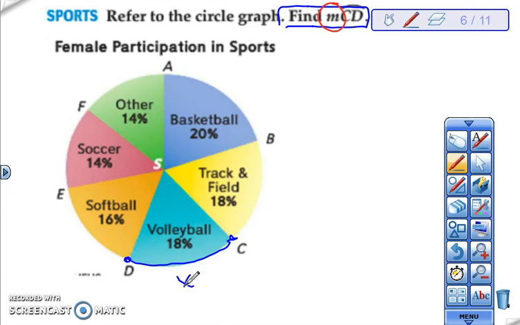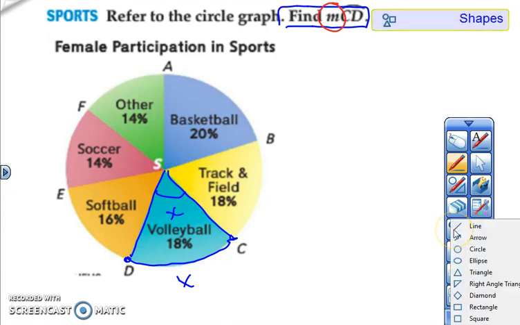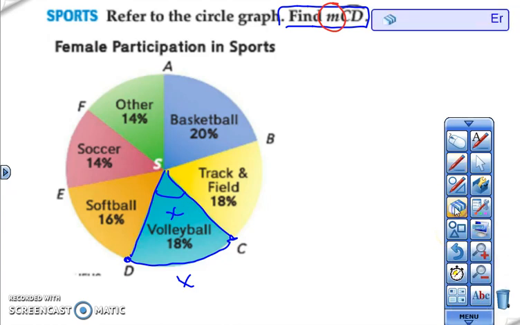And again, it said, find the measure. So I am looking for the number of degrees. So I'm going to put my X in there so that we know we're talking about the angle and not the length of the arc, which we will get to in a moment.